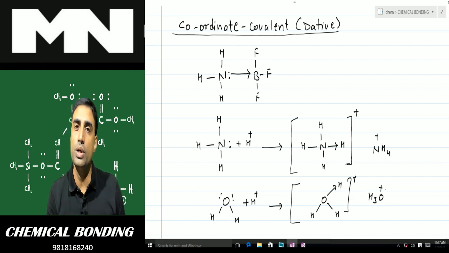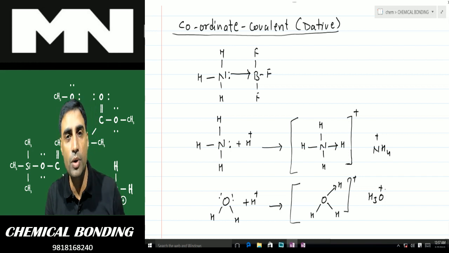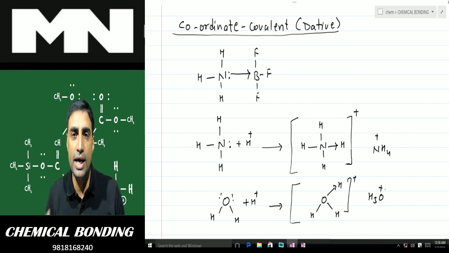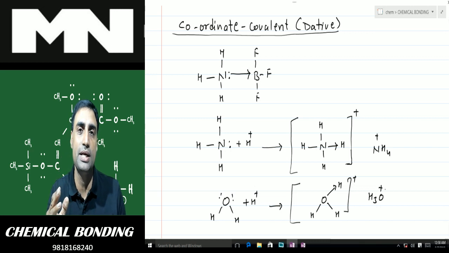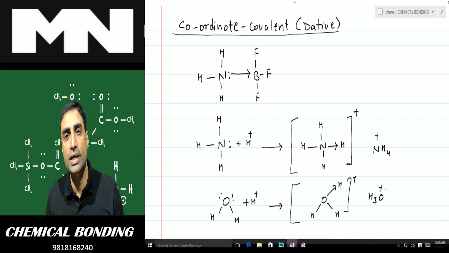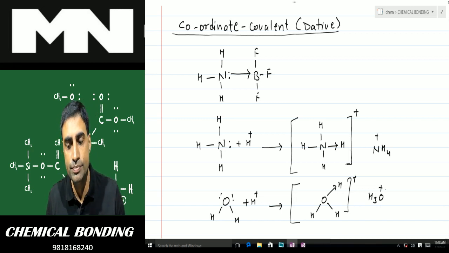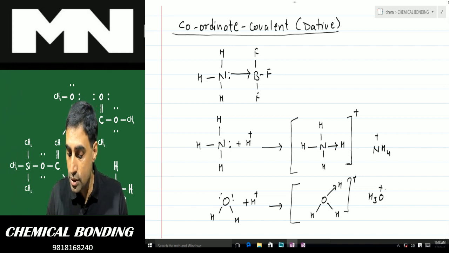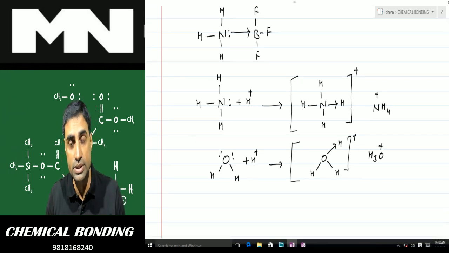Again, what's a coordinate bond? A coordinate bond is formed by the donation of a lone pair of electrons by an atom to another electron deficient atom, ion or molecule. A coordinate bond is always represented by an arrow, where the head of the arrow indicates the acceptor atom and the tail indicates the donor atom. An atom can donate its lone pair only once its own octet gets complete. So this is what a coordinate, covalent or dative bond is.